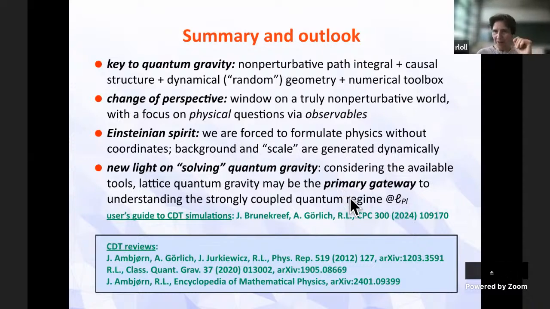So if you're intrigued, if you also want to become an experimental quantum gravitator, for instance, you may look at our new users guide. There are also things online about the simulations. And here in these reviews, there are many, many more details, but I think that's a good moment to stop.